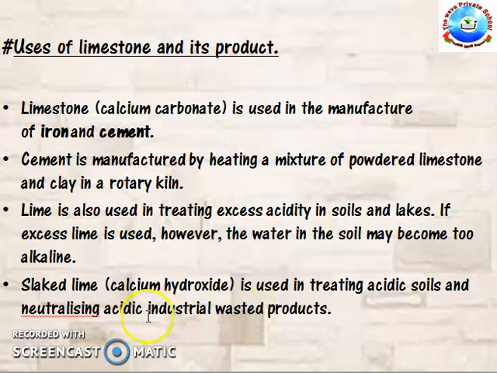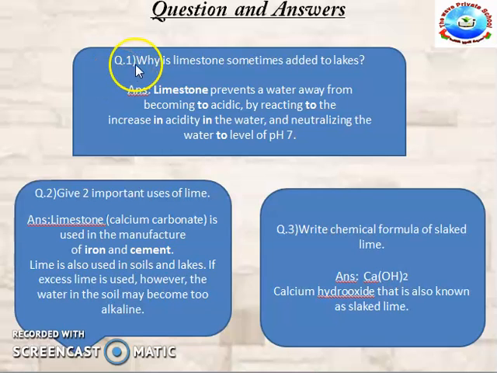Got the concept? So let us proceed with questions and answers. Question number 1: why is limestone sometimes added to lakes? Because limestone prevents water from becoming too acidic, by reacting with the increase in acidity in the water and neutralizing the water to a pH of 7. We saw in uses that sometimes lake water becomes acidic, so to maintain its pH level or to neutralize it, they add lime. So the water remains neutral and the pH is 7.